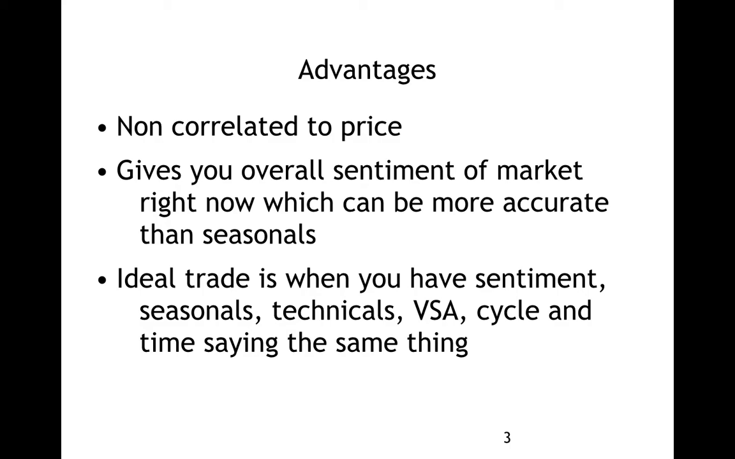So you can use seasonals, sentiment, technicals, volume spread analysis, cycle, and time. You're usually not going to get all of these, but if you get 5 out of 6, or I use 9 different points, so if you get 6 out of 9, you're looking pretty good. Again, this is called stacking probabilities. These are all non-correlated indicators. This is different than if you, for example, use an RSI, a stochastic, an MACD. These are all correlated price indicators. So this way, you're looking at all different things, and you're getting a more complete picture of the markets.